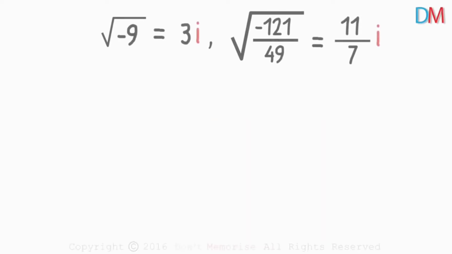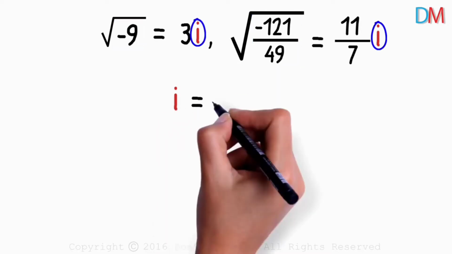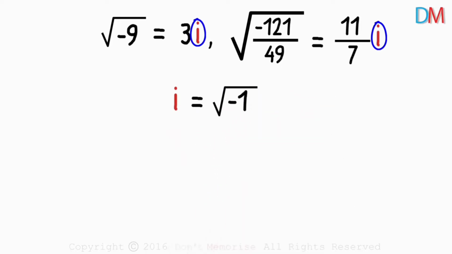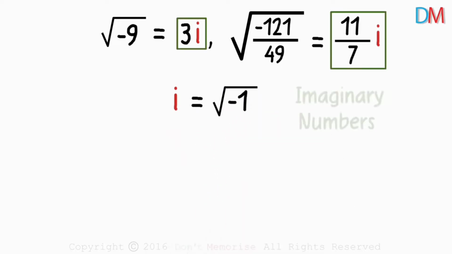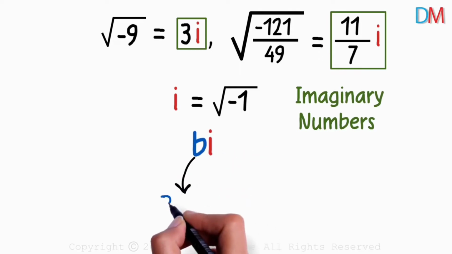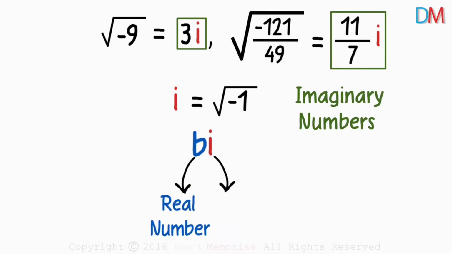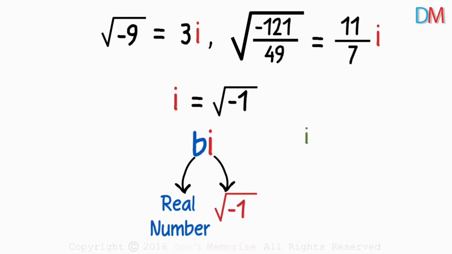In the previous videos, we learned that it is possible to have square root of a negative number, but it involved using a new number i, which is equal to the square root of -1. These numbers are called imaginary numbers and could be of the form bi, where b is a real number and i is equal to square root of -1. Numbers like i, 2i, -4i are all imaginary numbers.